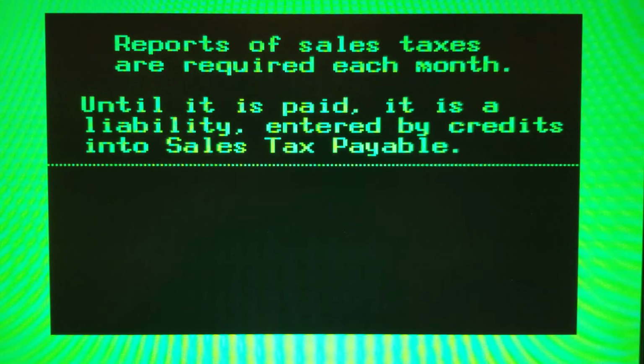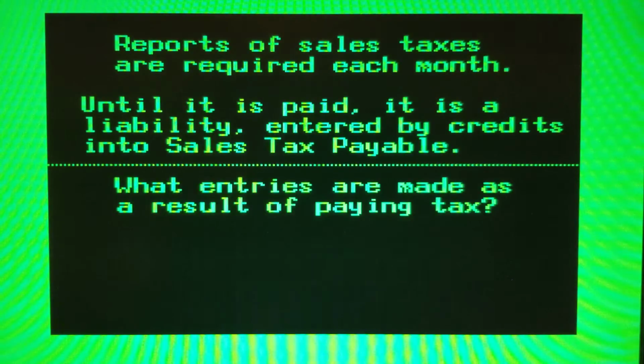Reports of sales taxes collected, due, and remitted are required, usually each month. Until it is paid to the state or city, it is a liability, entered by credits into the account sales tax payable. What entries are made as a result of paying the tax to the city or state?